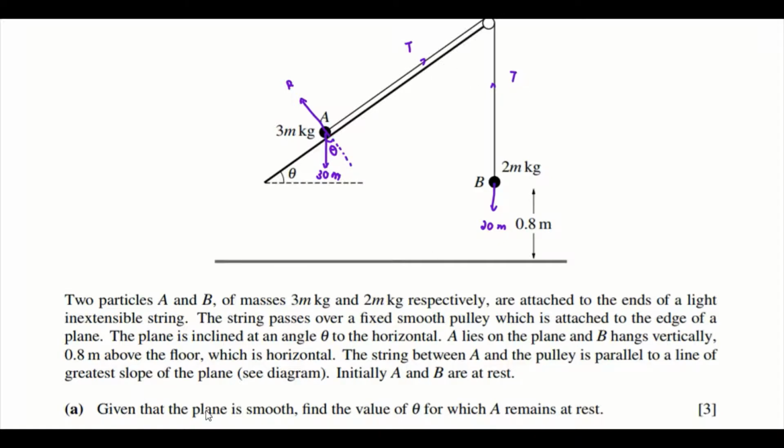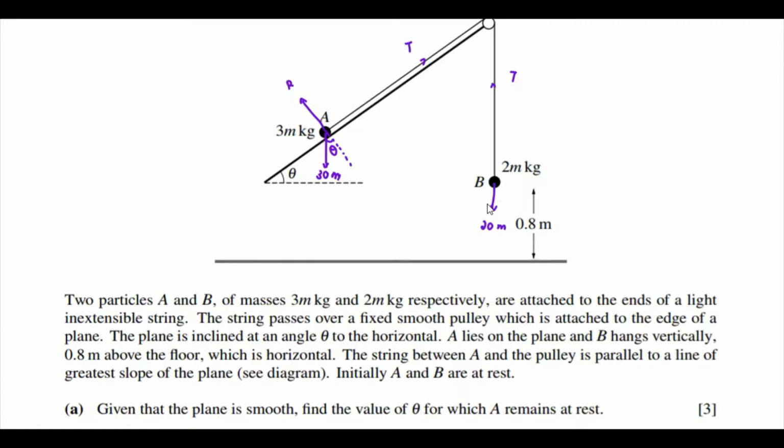Okay, so given that the plane is smooth, find the value of theta for which A remains at rest. So in part A, there's no friction involved yet because the plane is smooth. If A remains at rest, you can imagine, when B moves, then A certainly will need to move because this string is inextensible. So they should be moving with the same velocity or the same acceleration. So if A remains at rest, B remains at rest as well, which means the whole system is in equilibrium.